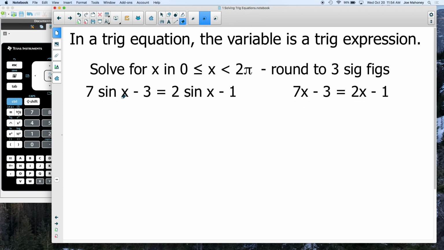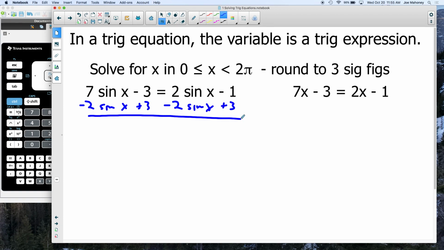So if I'm going to solve this equation here, what I'm probably going to do is subtract 2 sine x from both sides, just like in the equation on the right, I would subtract 2x from both sides. Maybe add 3 to both sides. When I solve that equation, I get 5 sine x equals 2. So the sine of x equals 2 over 5.